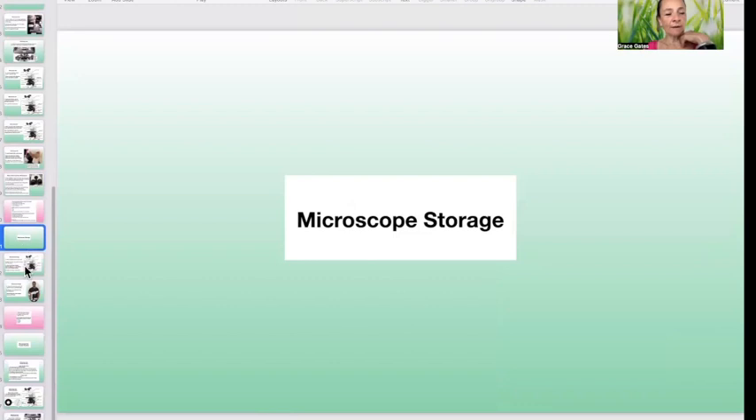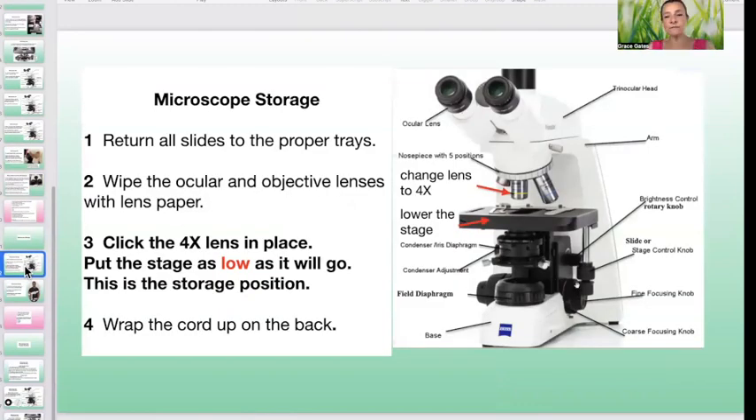All right, storing the microscope. Return all the slides to the proper trays. Really do your best to sort them correctly, so that other classes won't have the slides all mixed up. Now, you may notice when you come in that another class has mixed up the slides, and it just adds a little bit of trouble to your class. So, try to be a good citizen and put all the slides in the proper trays.